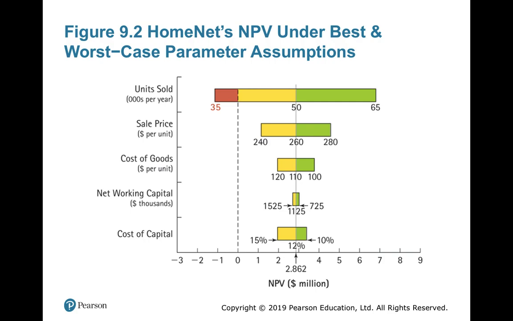If it is best scenario, 65,000 you will sell. Worst scenario, 35,000 you will sell. If best scenario, then selling price will increase to 280. Worst scenario, it will become 240. Best scenario, cost will go down to 100. Worst, it will go up to 120. Similarly, all these things.